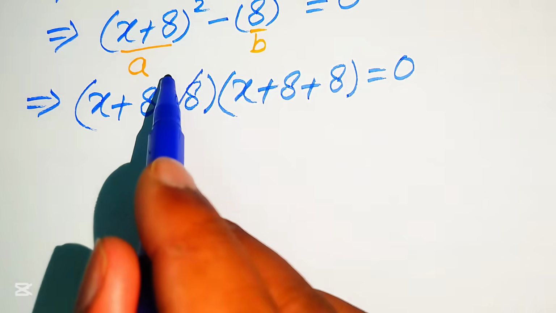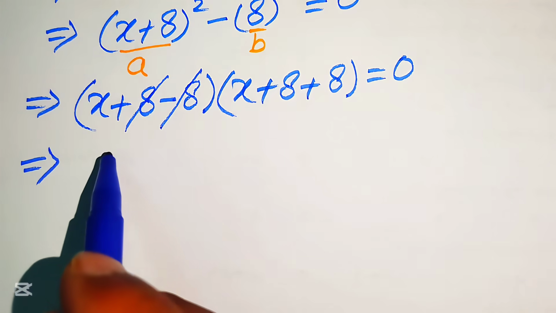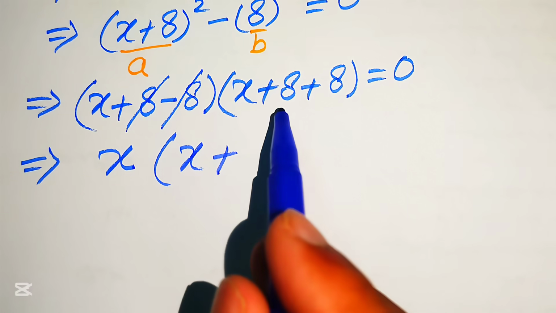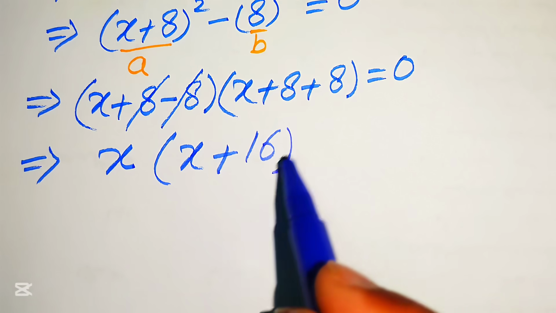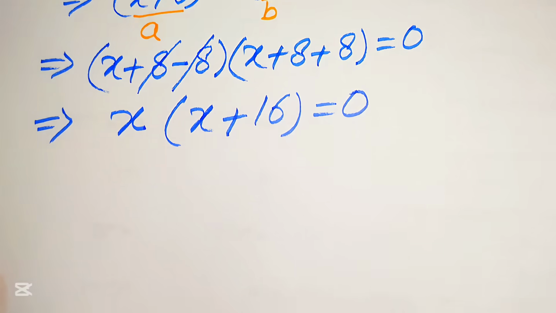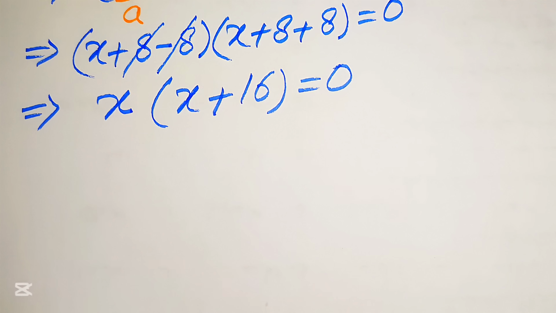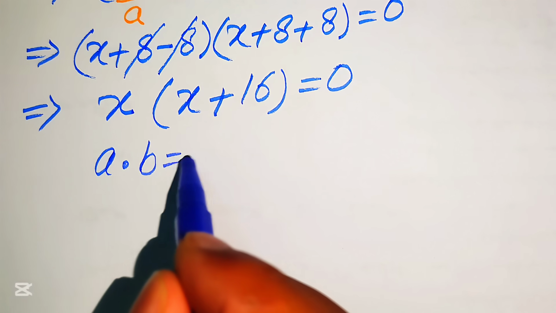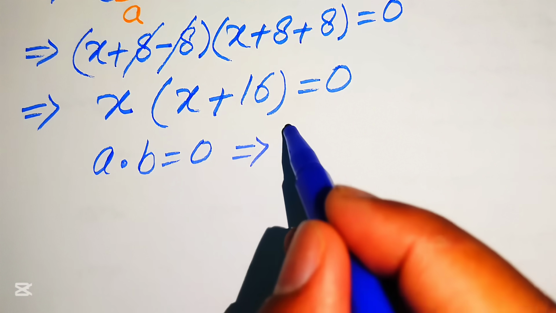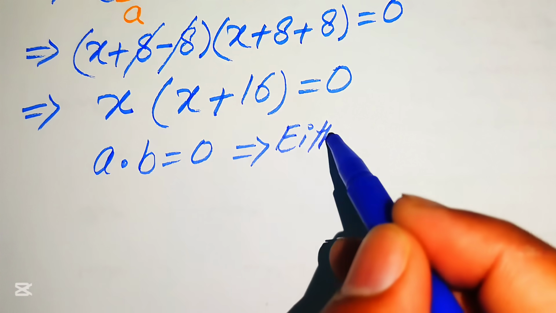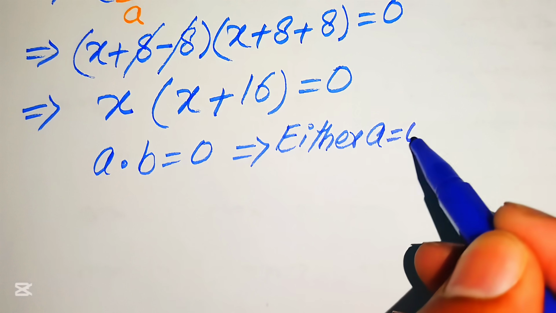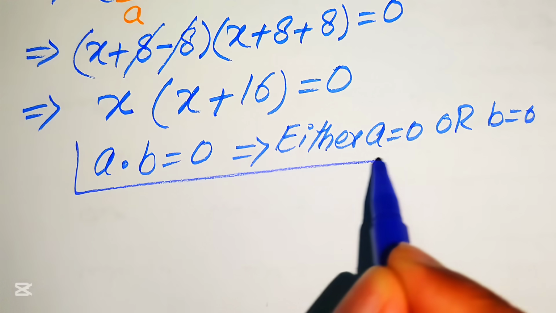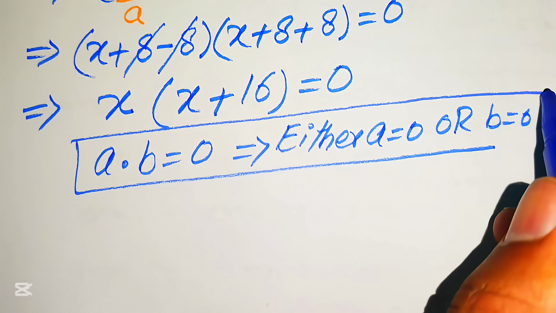Now you see that minus 8 and plus 8 cancel out each other, and we get x only, times x plus 8 plus 8 which becomes 16, and this whole equation equals 0. Here we can apply the zero product rule. This rule means that if a multiplied by b equals 0, this implies that either a equals 0 or b equals 0. So we need to apply this rule to the above equation.